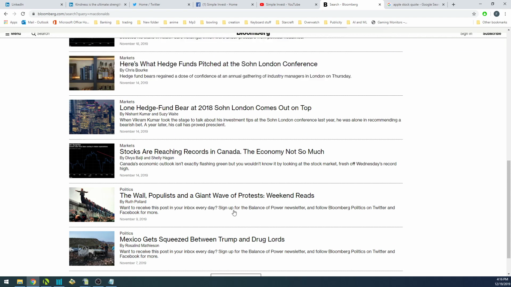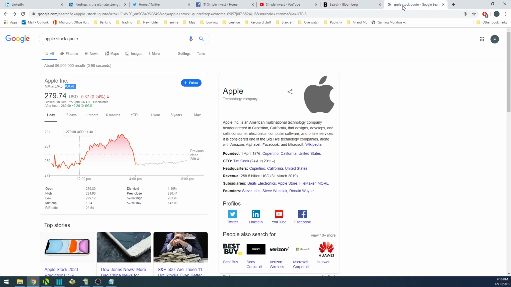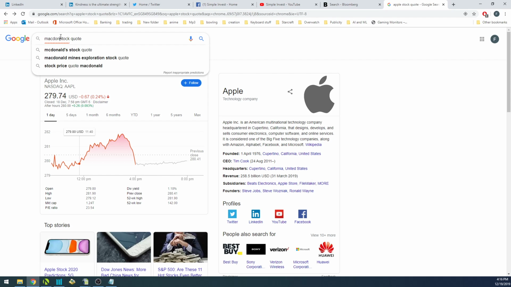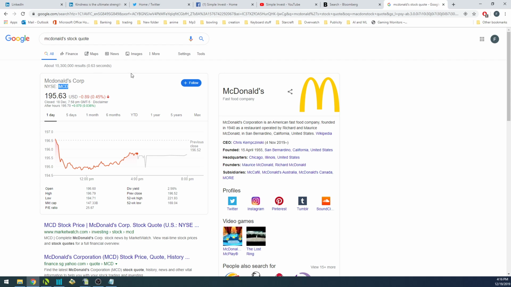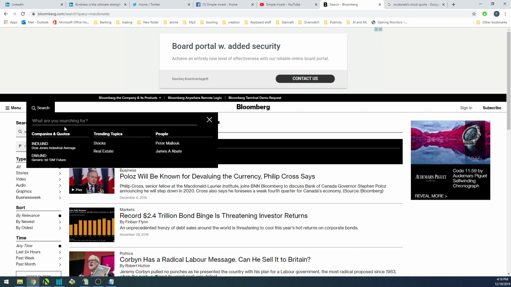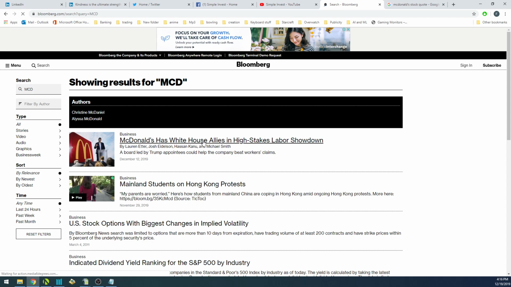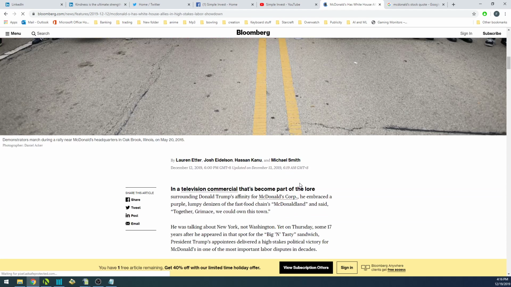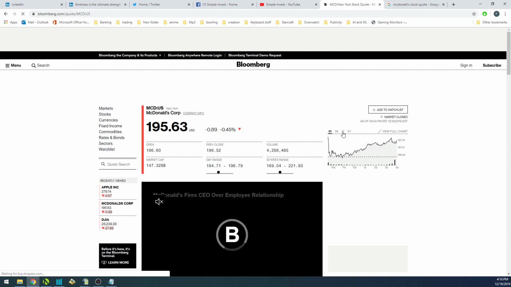Okay, we can't find McDonald's here. Another way would be to search for their stock code. For example, you can just go to Google and look for McDonald's stock code, which is MCD. So if you go to Bloomberg and search for MCD, yeah, so we found McDonald's. Click on any of the articles and look for this McDonald's Corp, which is underlined, and it should bring you to the stock code.